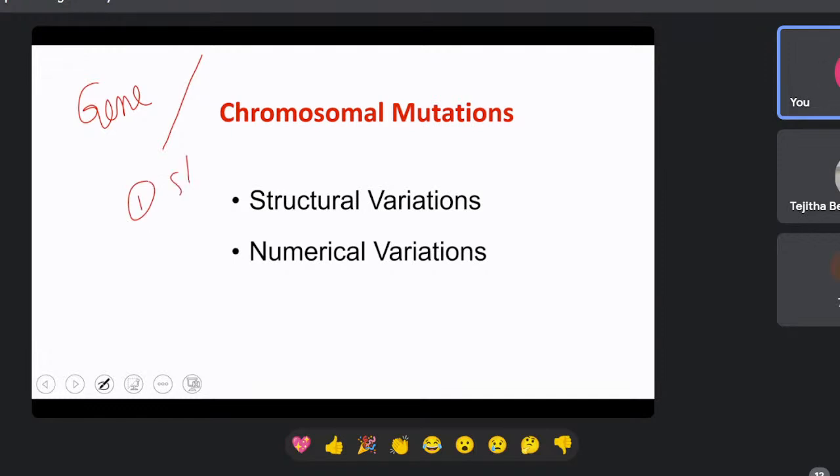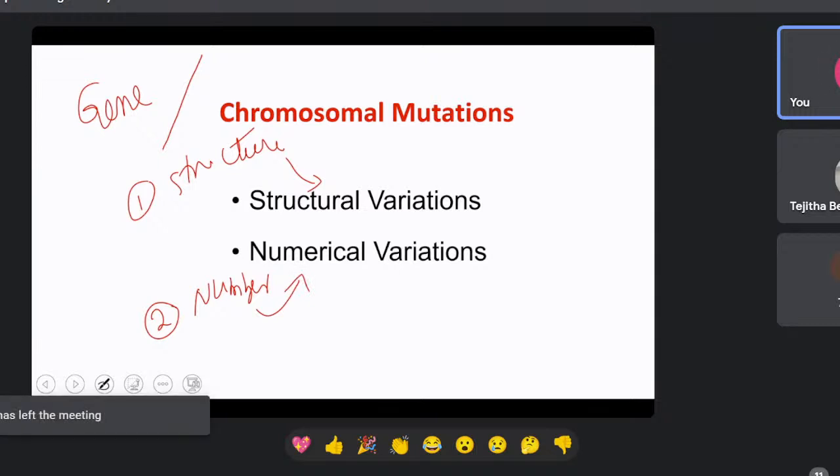The chromosomal mutations bring about two kinds of changes. One is in the structure of the chromosome, the other in the number of the chromosomes, and hence they are respectively called structural variations and numerical variations.